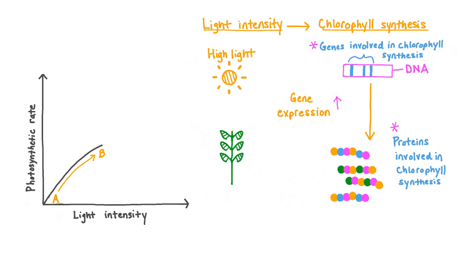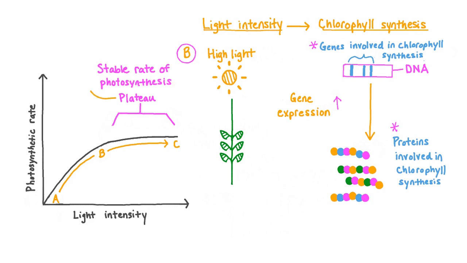Plants that are grown under conditions of high light intensity are typically greener and healthier than plants grown in conditions of low light. This scenario of high light intensity and high photosynthetic rate is represented by point B on the graph. Increasing light intensity cannot increase photosynthetic rate indefinitely. And we can see this on the graph. After point B, the curve levels off or plateaus, and the rate of photosynthesis becomes stable.